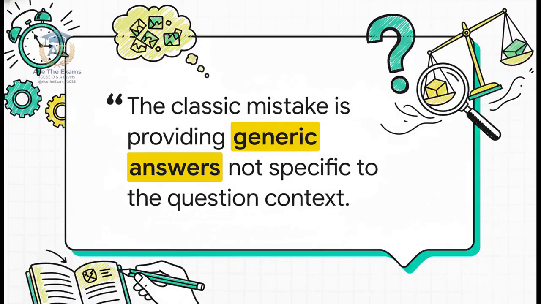Okay, look at this quote straight from the principal examiner reports. This is the absolute biggest pitfall for candidates. The classic mistake is providing generic answers. Listen, when you're staring down a high-tariff question, we're talking 9 to 15 marks here, the temptation is to just brain dump every memorized fact you have about a trial balance.